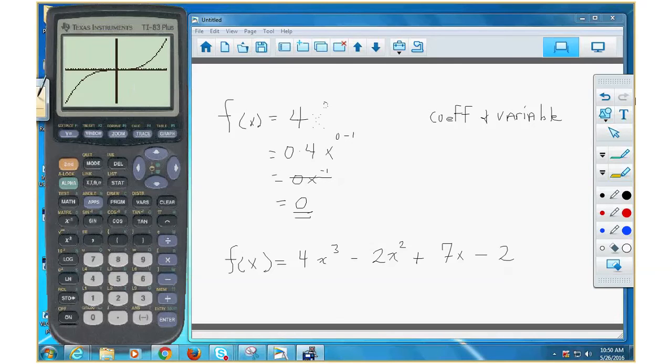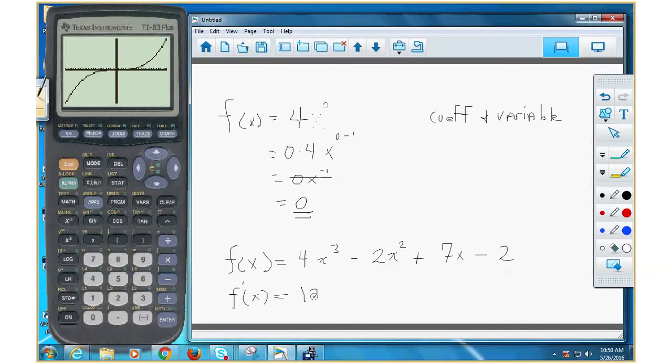And f prime of x. Now, can you imagine plugging x plus h into all that? No, Hubert, that would be awful. Yeah, it would be. Thank you, class, for being interactive.